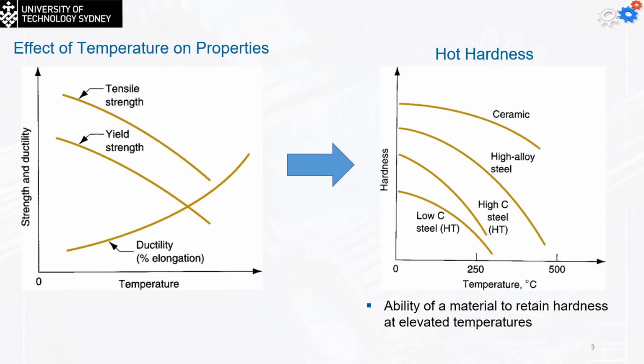On the other side, if I look at the hardness of the material, the temperature elevation simply reduces the hardness of the material. So this makes the material softer, and this will make it much easier to form. Okay, so the hot hardness is the ability of the material to retain its hardness at elevated temperature. You can see that the most affected one is the low carbon steel, followed by the high alloy steel, while the ceramic is the least affected, followed by the highest carbon steel.